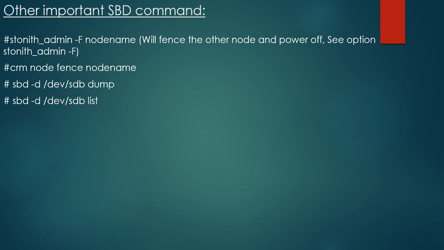The next thing is that there are other important SBD commands through which you can check the status of the SBD disk and what configuration settings have been created for that SBD disk. So there are basic commands I have given. The first one is stonith_admin -F and the node name. If you do this, it will fence the other node and power it off.